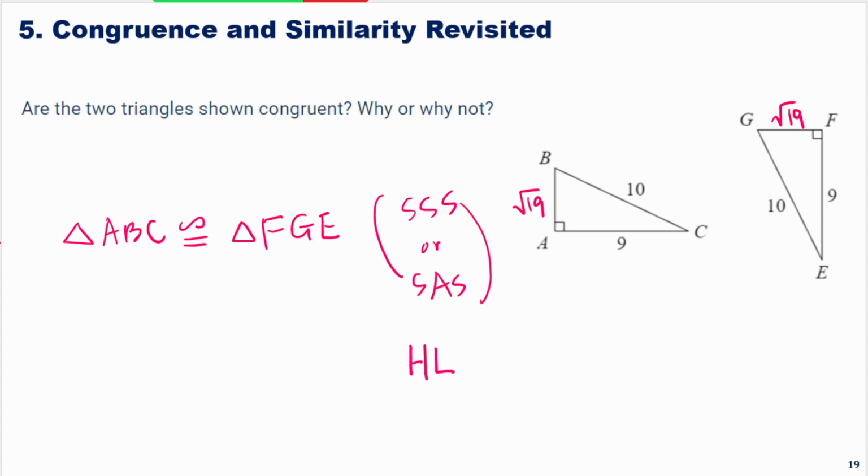So in summary, if two right triangles have a pair of congruent legs and a pair of congruent hypotenuses, then we can conclude these two right triangles are congruent, which is called HL congruence for right triangles. Can you follow me? Okay, let's do an exercise here.